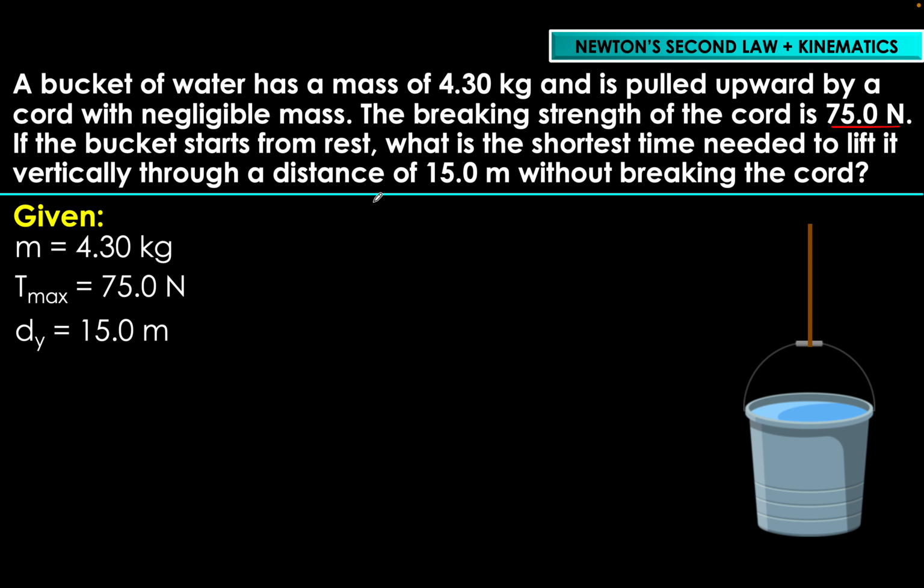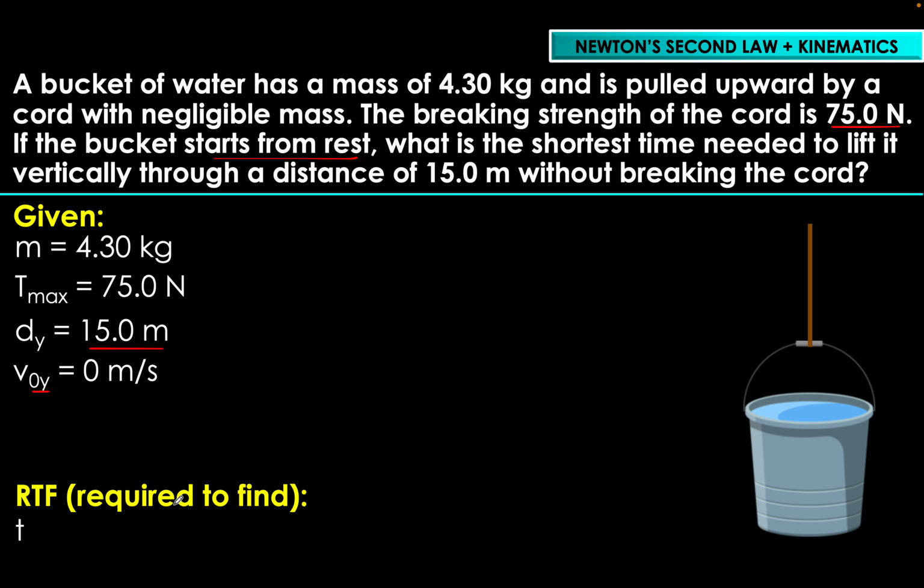And then it says here, the bucket will be moving at a distance of 15.0 meters. So that will be the displacement along y. Take note that this has a positive value because displacement is positive when the final position is higher than the initial position. And then the initial vertical velocity, or v naught y, is 0 meters per second because the bucket starts from rest. And then the required to find is time, obviously, because it says here what's the shortest time needed to lift this bucket upward without breaking the cord.